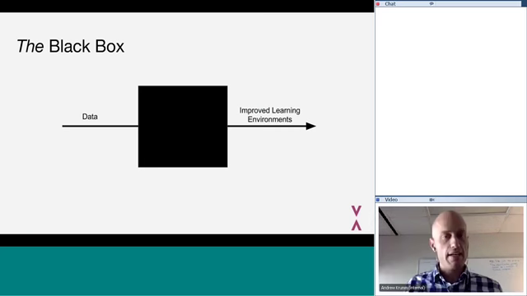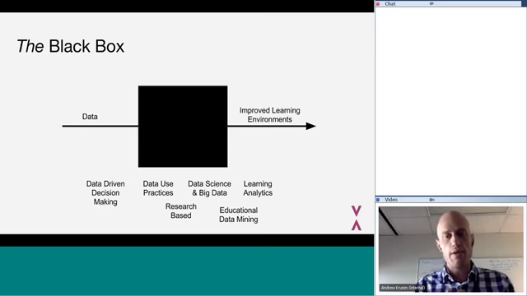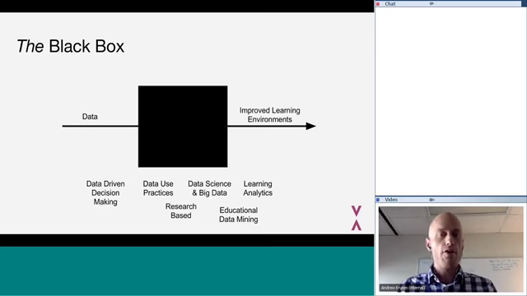It's an old idea, and it's an old set of ideas where we have data, we have information, something magic happens, and then all of a sudden we have improved learning environments. And this perception that data will lead to learning and improvement is so pervasive that we have any number of names to help label this phenomenon, all the way stretching back to data-driven decision-making, a more ethnographic approach to the study of data use practices.